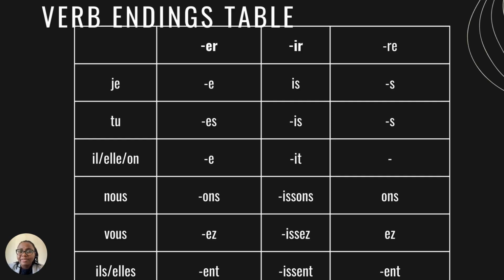Then for re verbs, the third group, for je, the ending is s. For tu, the ending is s. For il, elle, on, it's nothing. There's nothing there. You just remove the ending re and leave it like that. Then for nous, ons. For vous, ez. And for ils, elles, ent.